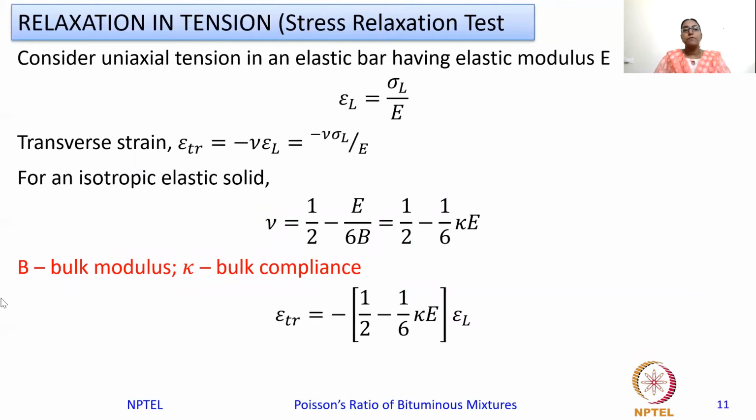So let us consider the first type of test, which is a stress relaxation test, and see how the Poisson's ratio is arrived at.